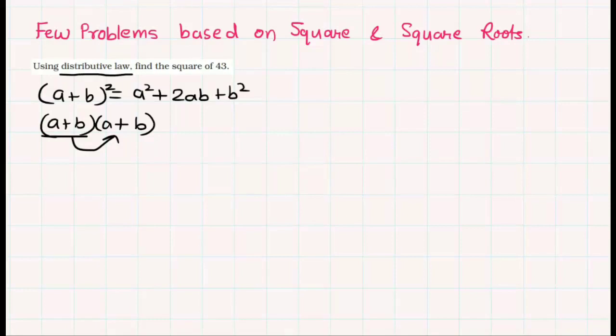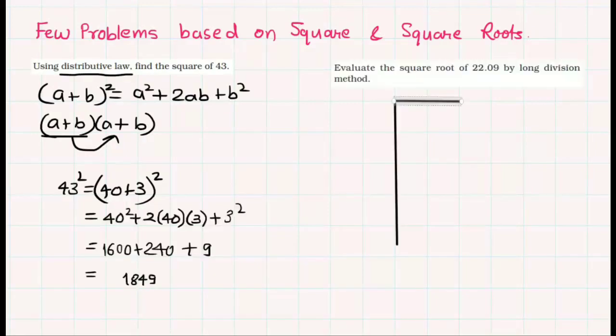So we know how to solve this. 43 can be written as 40 plus 3. We have to find the square, so whole square. Solve it in your copy. Okay, so this is the answer here.